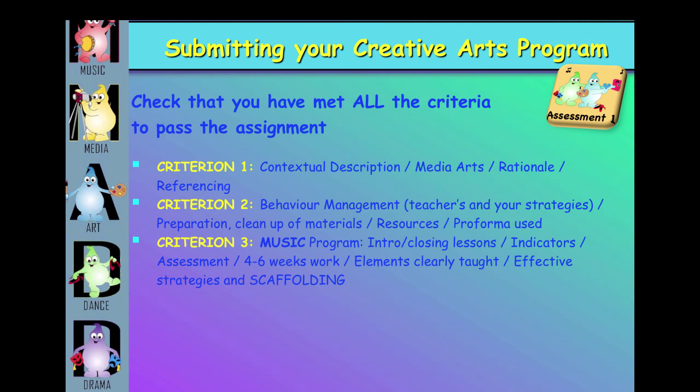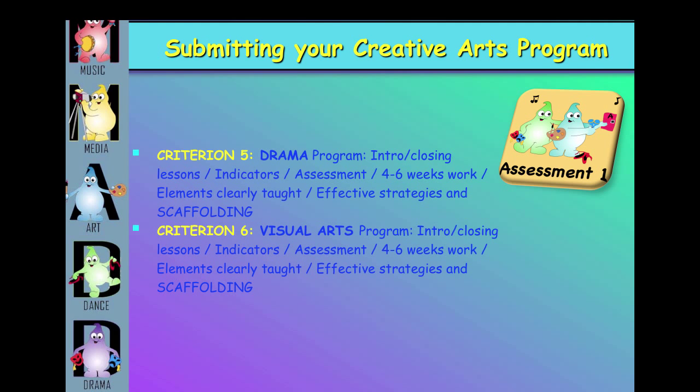Then Criterion 3 and 4 and 5 and 6 all have the same sub-criteria. You need to make sure you've got engaging introduction and closing lessons. The indicators are specific and observable. The assessment shows how and what you're assessing. At least 4 to 6 weeks work in the middle section. Elements are clearly taught and linked to the learning experiences. Effective strategies are included, and there is scaffolding for every new activity. So those are the 6 criteria we'll be looking at and marking your work on.